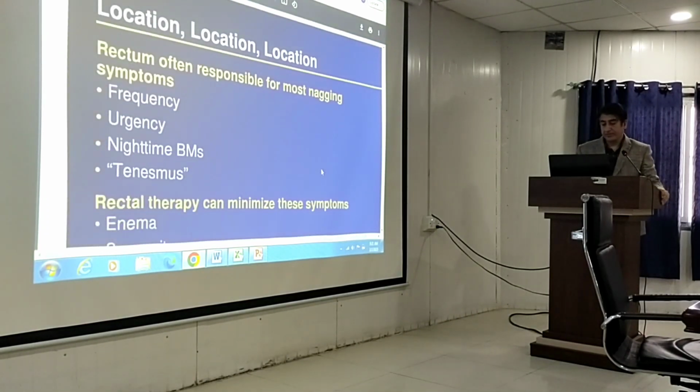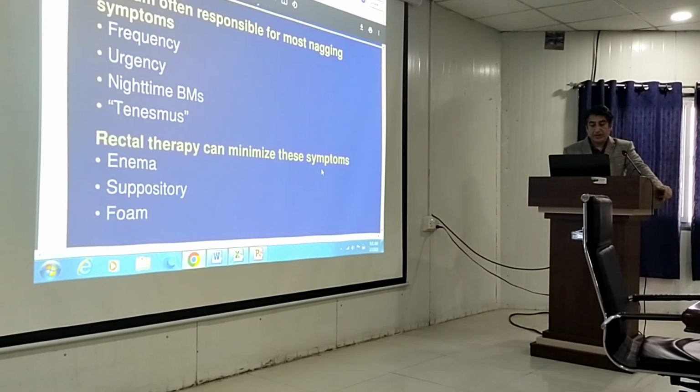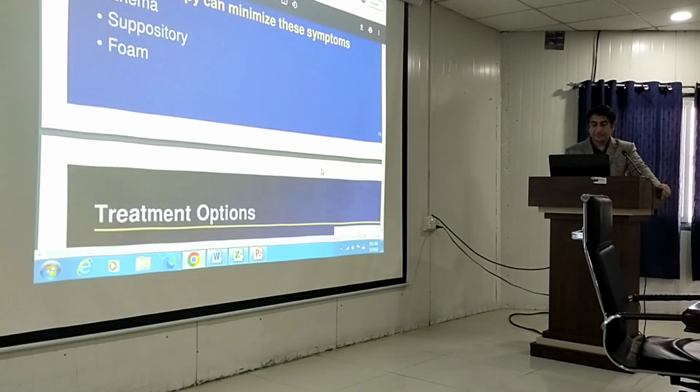Location is very important because the rectum is often responsible for most nagging symptoms: frequency, urgency, nighttime bowel movements and tenesmus. So these features we have to keep in mind before we diagnose the patient with ulcerative colitis. Rectal therapy can minimize these symptoms. Like I discussed, if the disease is limited to the rectum, it is called proctitis, or sigmoidoproctitis. Then we have the options of enemas, steroid enemas, and 5-ASA enemas, suppositories, and in the shape of foams nowadays available.